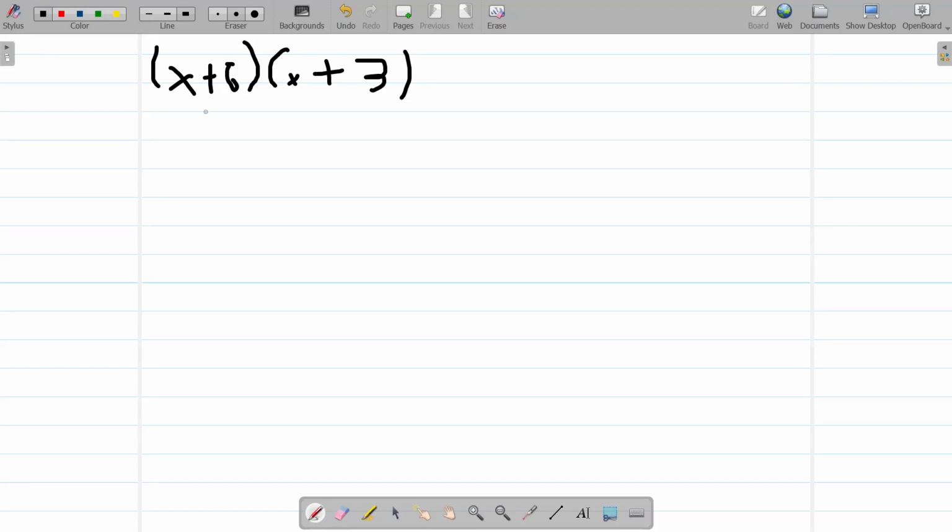Today we're going to be doing expanding quadratics, the opposite of what we did last time out. So as you can see, we've got another equation here. We've got in brackets x plus 6, and then in another set of brackets x plus 3. Now let's get straight into it.